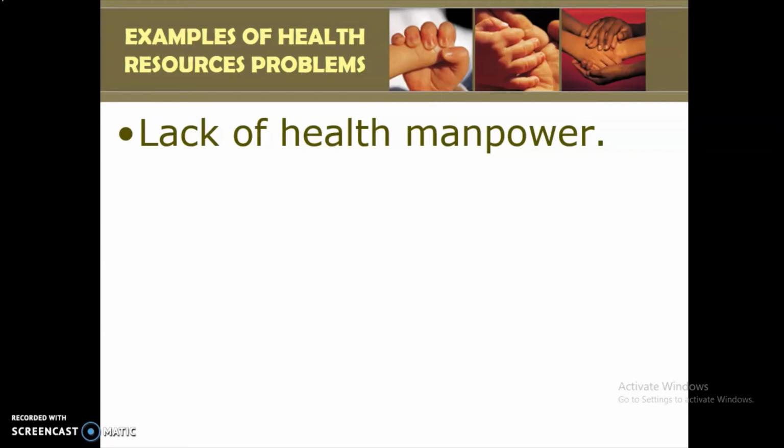However, okay, since nung naipasa yun, hindi po na-implement. Okay, ngayon po ata ini-implement pero hindi pa siya in full implementation kasi hindi ata nag-adjust yung mga sahod naman ng mga higher position na nurses. Okay, so yun, marami pa tayong questions. And those are some of the reasons why we have lack of health manpower in the Philippines.